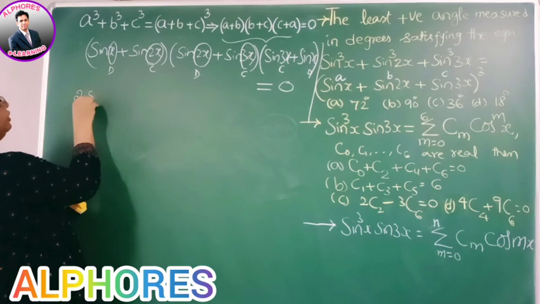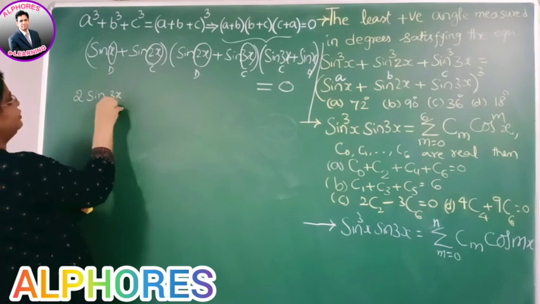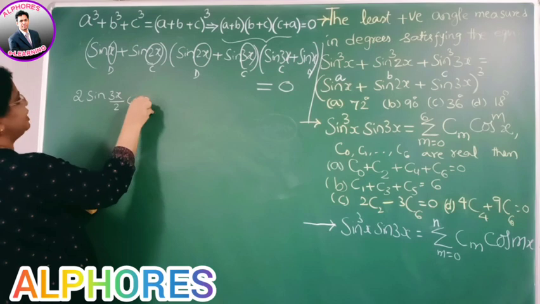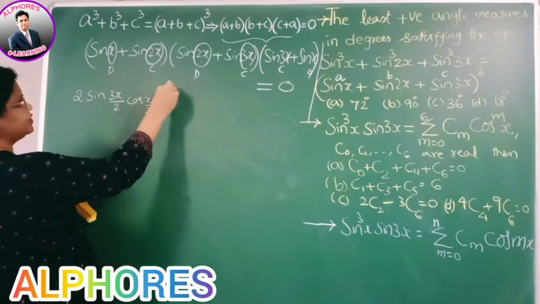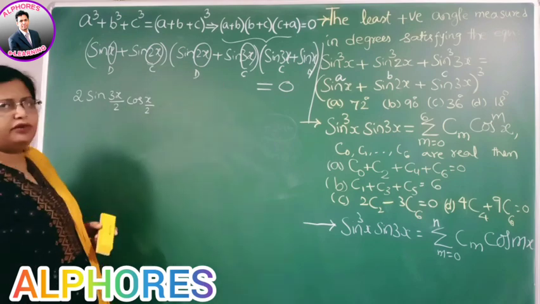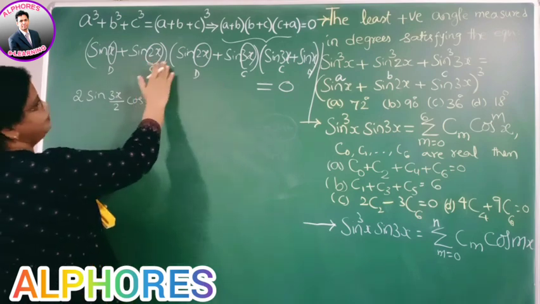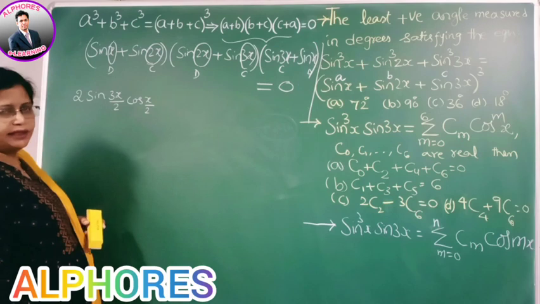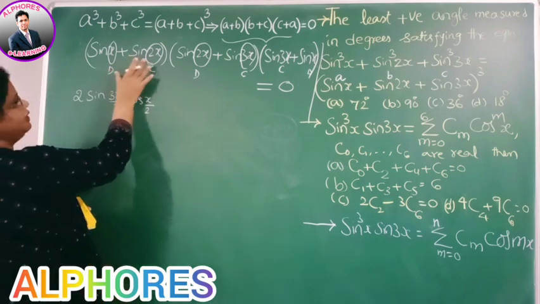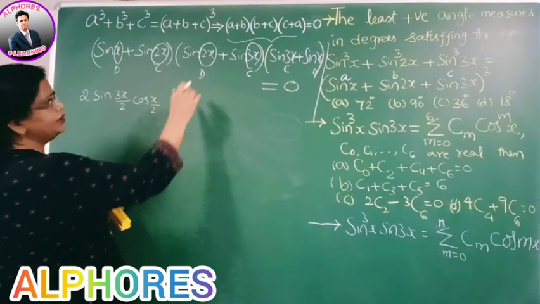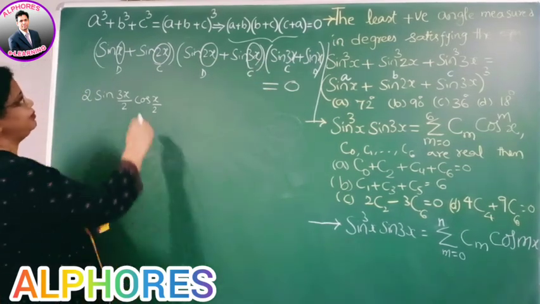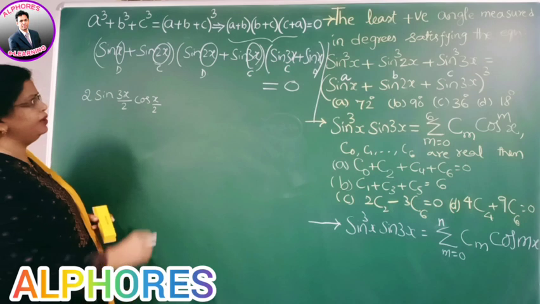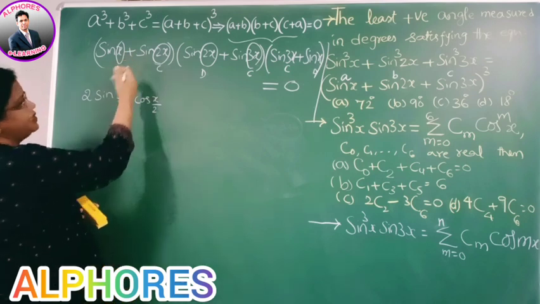It's nothing but 2 sin (c plus d)/2 into cos (c minus d)/2, right? And next value. So each factor must be equal to 0, because everywhere you have a product. That means this value equals 0, or this value is 0, or this value may be 0. That means each of the factors is 0. So we are writing the formula for each of the factors.